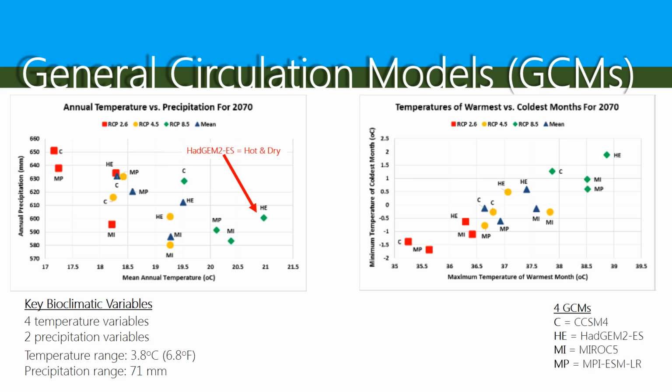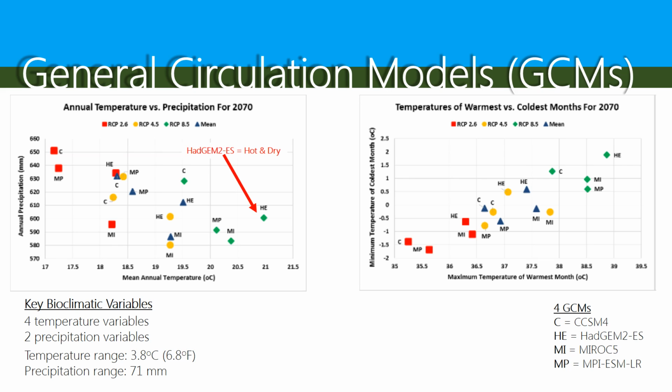Our goal in selecting the GCMs was to see whether the combination of climate models and greenhouse scenarios could capture a good range in potential future conditions. These diagrams here show our selected 4 models and how they plot against each other in terms of the key climatic variables important for our selected species.